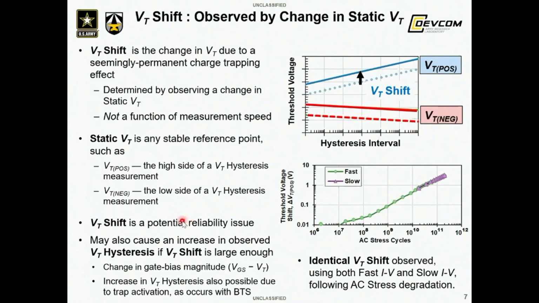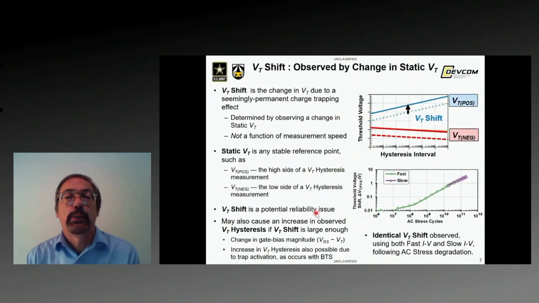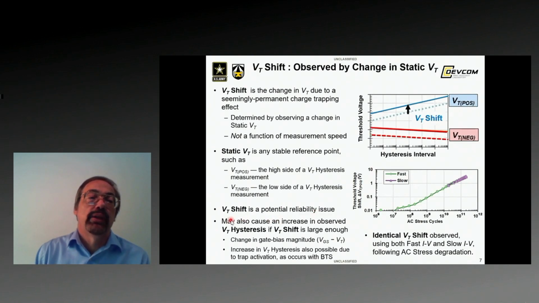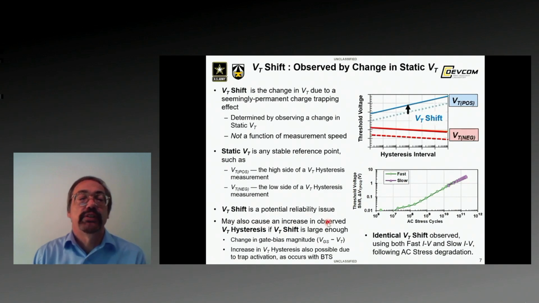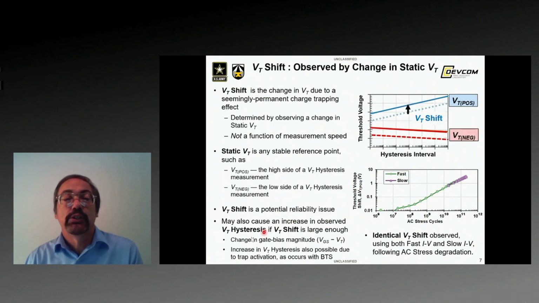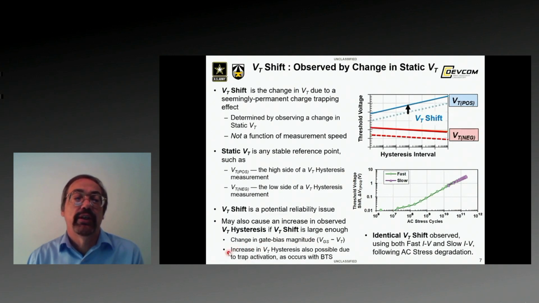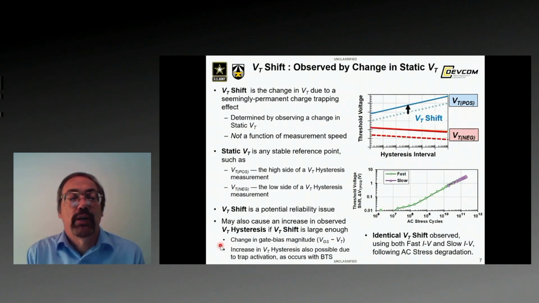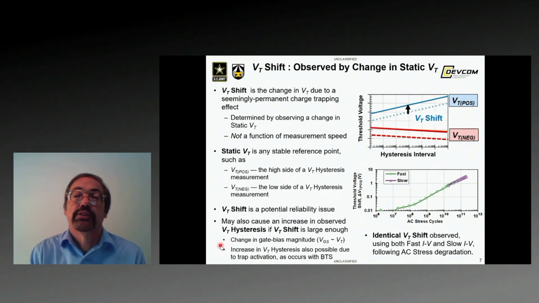Now, VT shift is a potential reliability issue. Obviously, if it shifts too much positively, then you can have degradation in the on-state resistance, and if it shifts too far negatively, it can cause increases in leakage current. It may also cause an increase in the observed VT hysteresis if the VT shift is large enough, due to a change in the gate bias magnitude applied. Also, it should be noted that we can see an increase in VT hysteresis due to trap activation, as has been observed in some older devices due to bias temperature stressing.